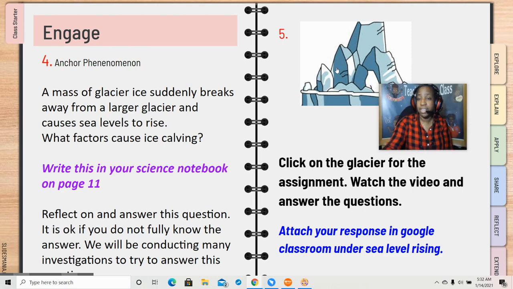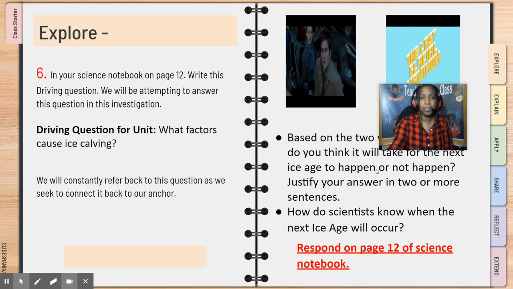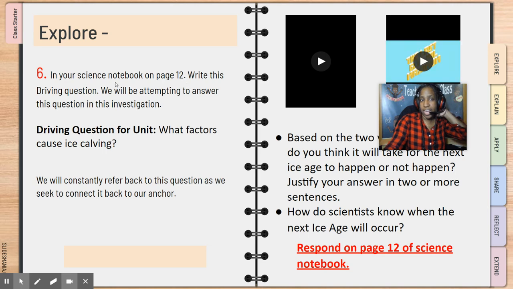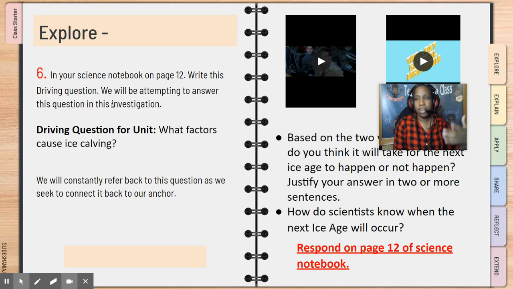Once you click here, it's going to bring you to your assignment for today, a note catcher worksheet, so make sure that you open it up. After you finish with that, in your science notebook on page 12, you're going to write this driving question. This is what's going to drive our instruction: what factors cause ice calving? Now that you've been introduced to it, let's go back and answer that. What factors are causing this?